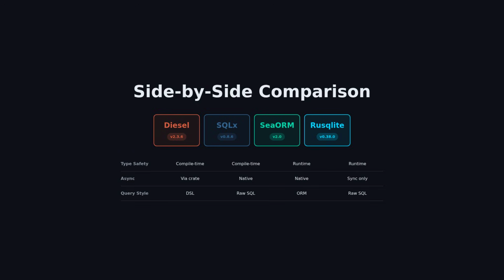SeaORM. Async first, dynamic, relationship handling. Version 2.0 released January 2026. Best for rapid development and web APIs. Rusqlite. SQLite only, lightweight, bundled deployment. Version 0.38.0. Best for SQLite projects.